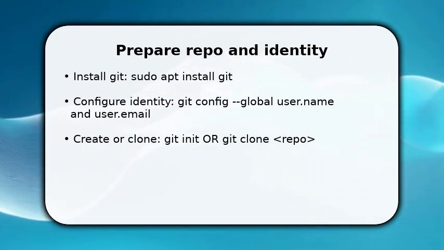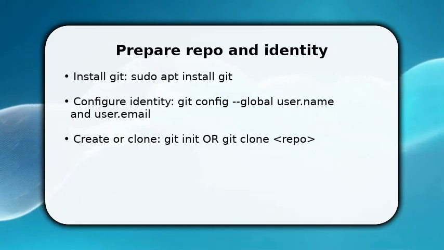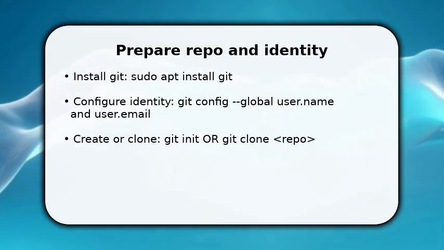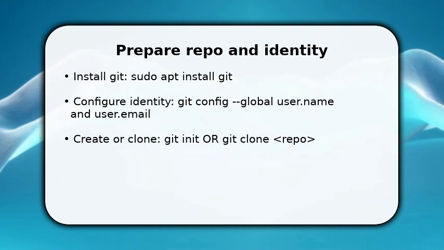Once done, create a local repository with git init if you need a blank project, or use git clone to copy a remote repo. Make sure you check git status immediately to see untracked files. If you have SSH keys, add them now to avoid repeated authentication prompts.